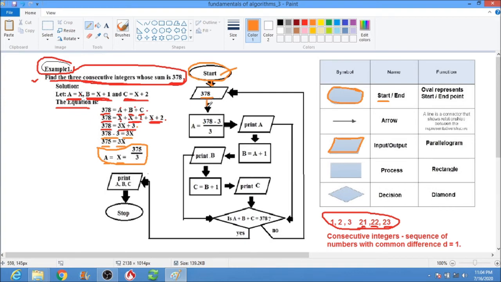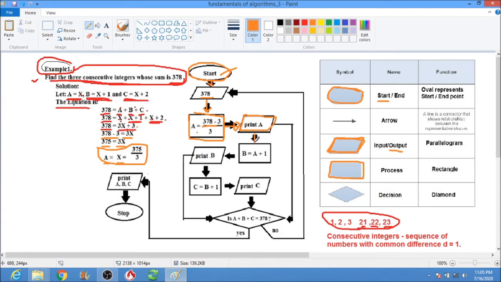Then, after you input your 378, write the formula. This is the rectangle for the process: A equals 378 minus 3 over 3. That is your formula. And then, of course, the output. You have the arrow, then the output is your parallelogram. We have the output here, which is A, so print A.